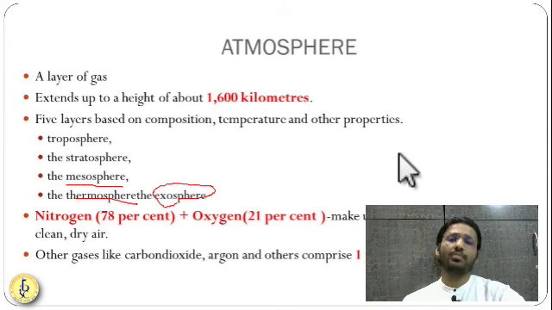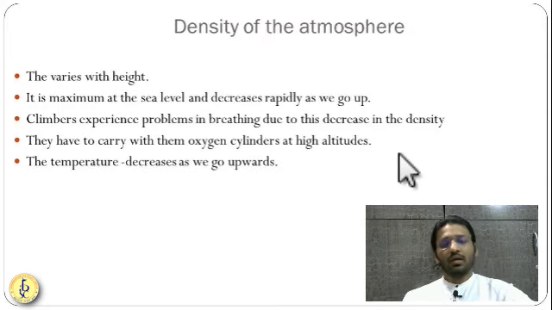So they make only 1%, but most of the atmosphere, or 99%, is made up of nitrogen and oxygen. Now, if we see the density of the atmosphere, density means the number of molecules of a particular substance in a given area. So in a given area, the more molecules are present, we call that substance more dense. So density of the atmosphere varies with the height.